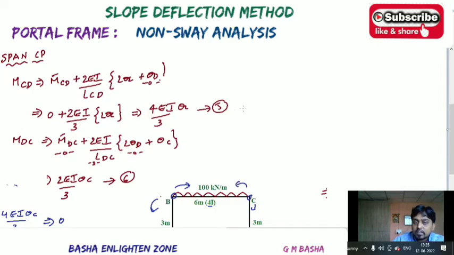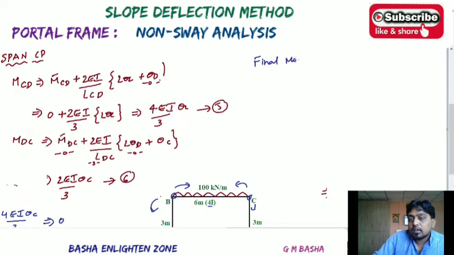So these are the final moments. After substituting the slope values, theta B and theta C, you will get all the final moments like MAB, MBA, MBC, MCB, all the values. I already explained the final moment values. You will get the same values, only you can do it in this procedure.